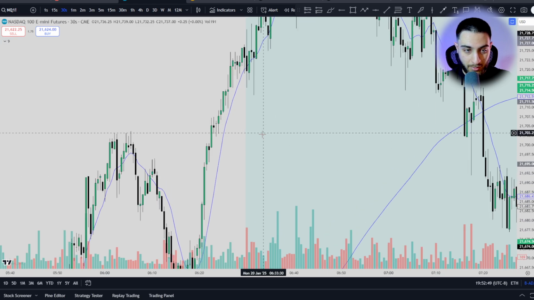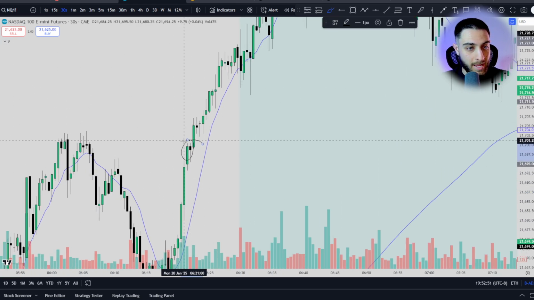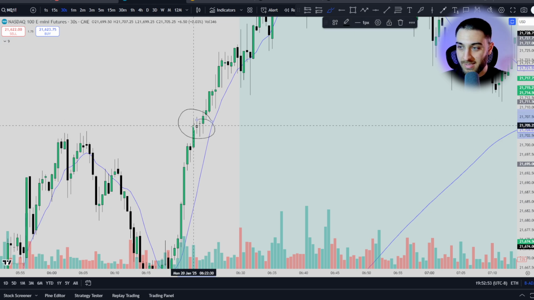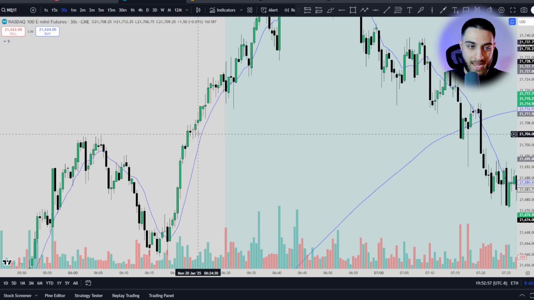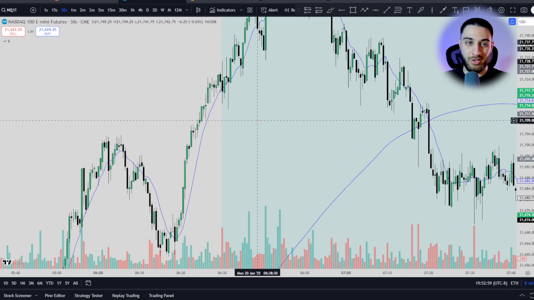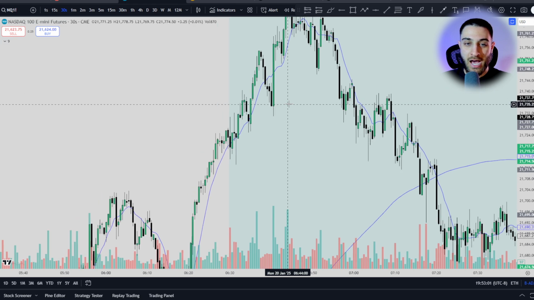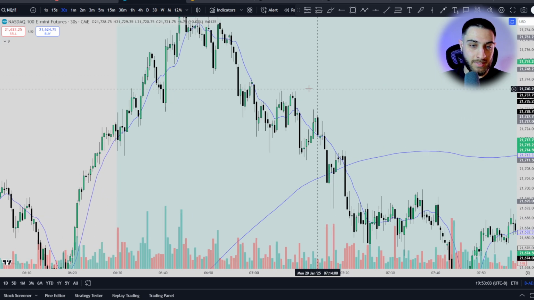This isn't a pullback in my consideration. It is a pullback in a sense like this or this. This is a pullback, don't get me wrong. It's like a cool down candle or a few cool down candles, but it's not necessarily a pullback. I don't count it as a pullback.